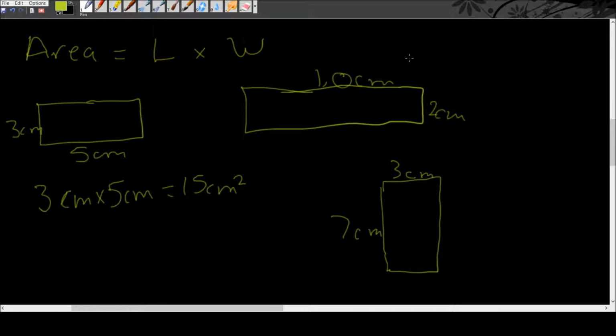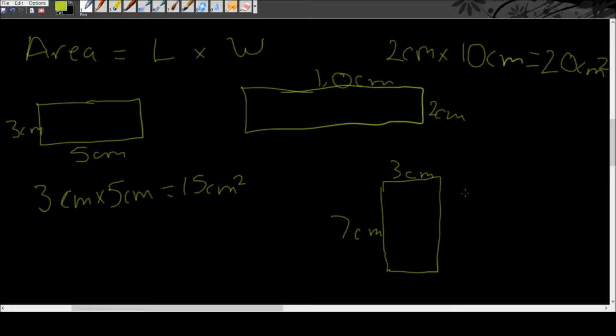So this one's going to be 2 centimeters times 10 centimeters. Now it doesn't really matter which way around you multiply them, because you're multiplying them by each other, so it's going to give you the same answer anyway. So 2 times 10 is going to give you 20, and we're going to have centimeters squared.